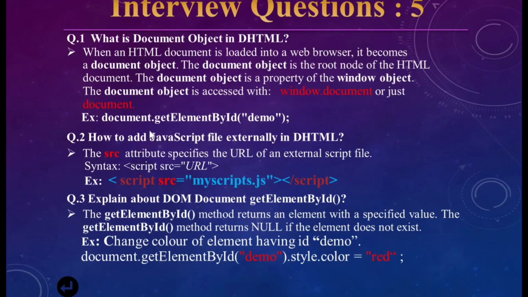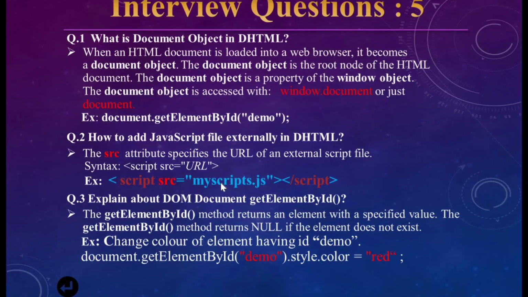The next question is, how to add a JavaScript file externally. As I said at the start, we can add it in two ways, internally or externally. Externally we can add it in the script tag, where the attribute is src, and we can give the URL or name of the JavaScript file where the script was written.